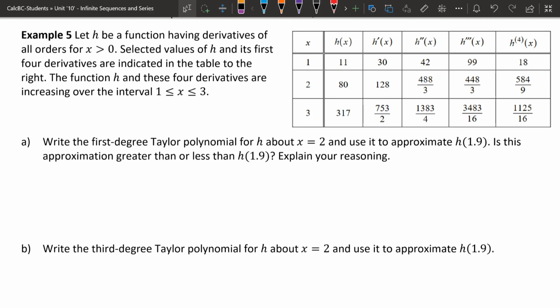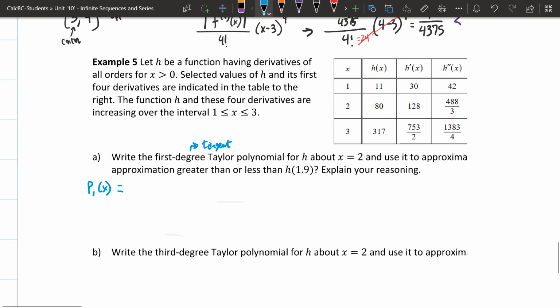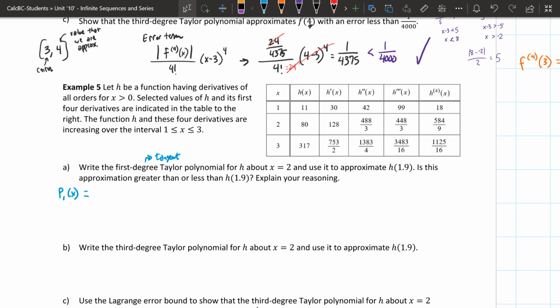So it says first degree Taylor polynomial. So that is a tangent line every time. First degree, it's just going to be linear. It's got to equal the function at that point, and it's got to equal the derivative of the function at that center point. So it's got to be that tangent line. So for the first degree Taylor polynomial, we want to find what is h of 2.